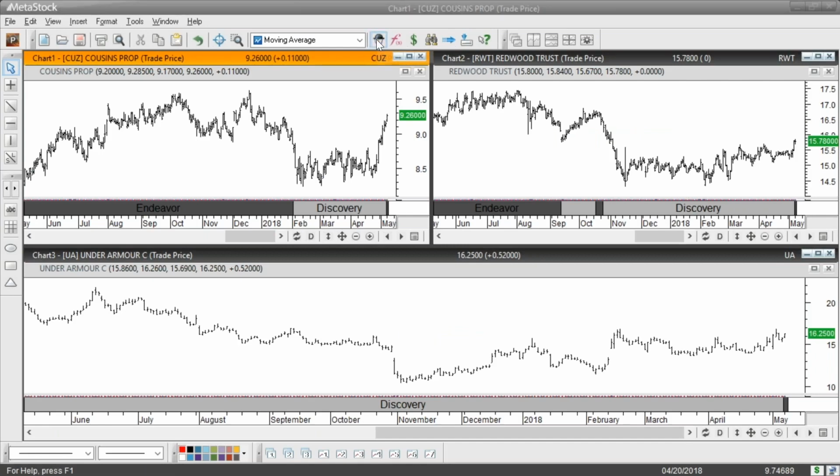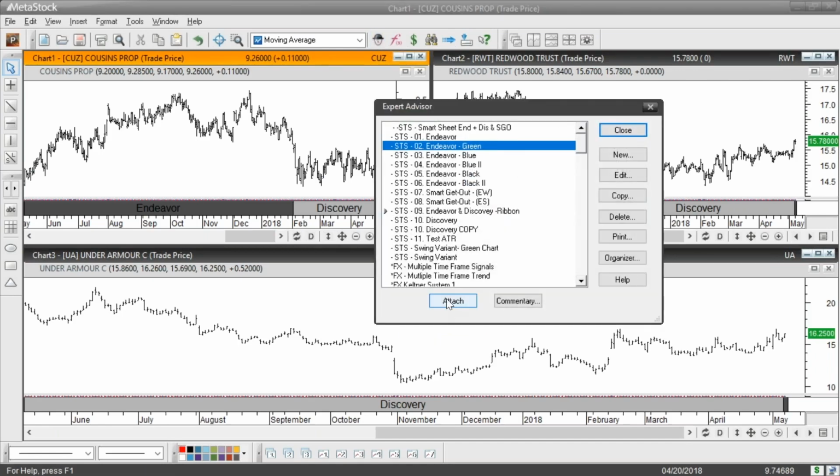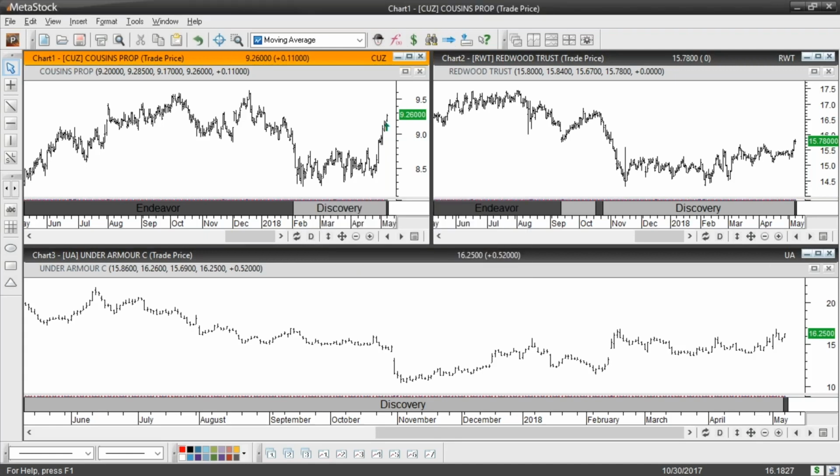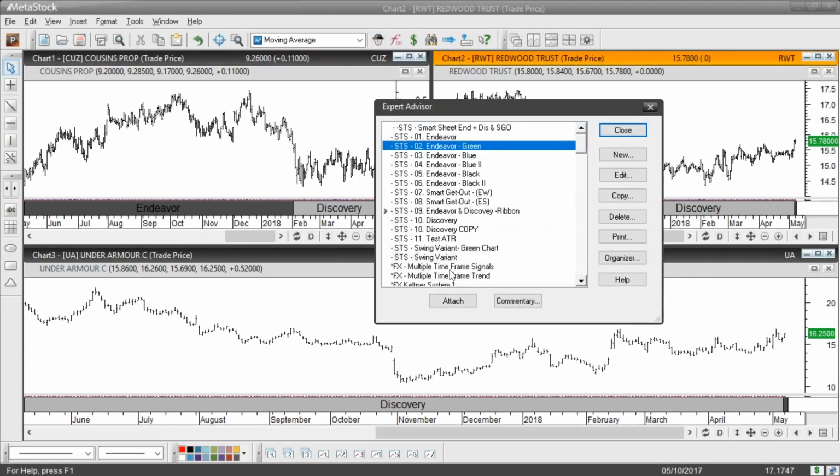Now I want to come up here. We ran the green report, so I want to apply our green expert advisor. Say okay. I get an alert that tells me the price has moved out of Discovery. It's moved into Endeavor. Perfect, that's what I'm looking for. I also get an alert that's telling me that a green occurred. We can see it right here. In this scenario, today is 5/7, so green occurred. Price is likely to develop a long-term upward trend. Once confirmed, the 3 consecutive closes above the trigger point are needed to confirm the signal. Perfect. Gives me a little reminder so I don't always have to go back into the commentary every time I run a specific color. Now that's going to happen on each and every one of these.